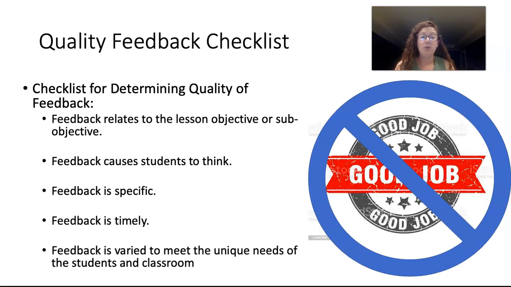So you always need to make sure your feedback relates to the lesson objective or sub-objective, right? You want to make sure that your feedback is to help them learn the objectives of that lesson. It needs to cause your students to think. So even if they get the answer right, maybe you challenge them with a challenge question. Your feedback needs to be very specific, not just like, yeah, maybe we think about this a little bit differently. No, you need to explain why they need to think about it differently.